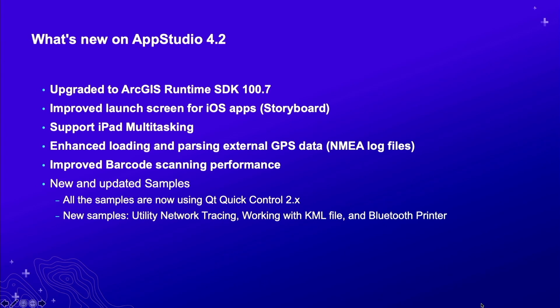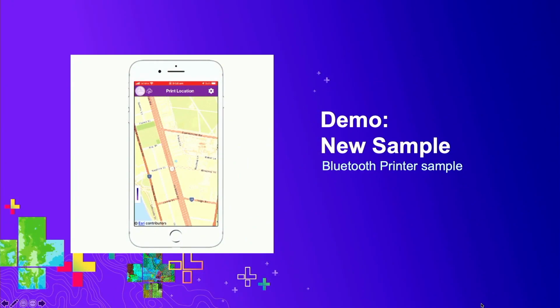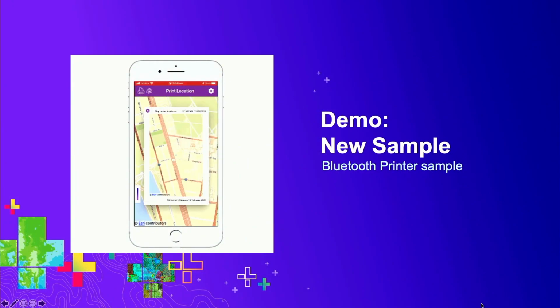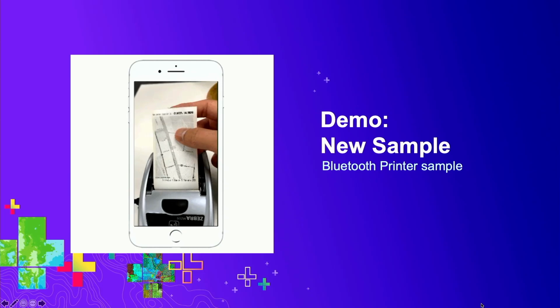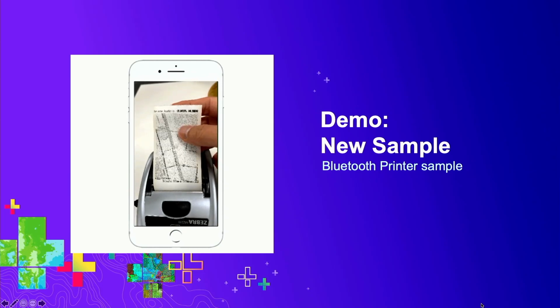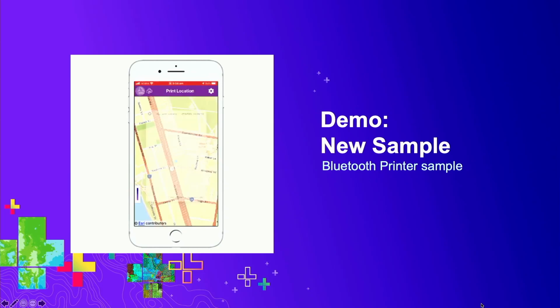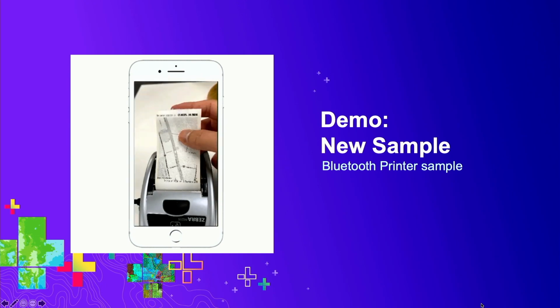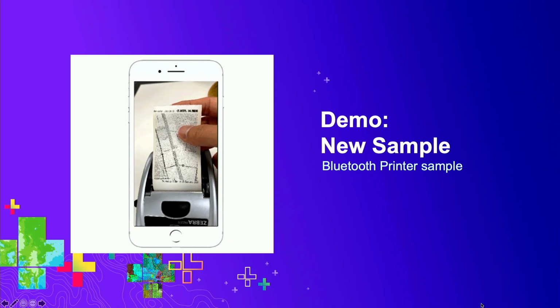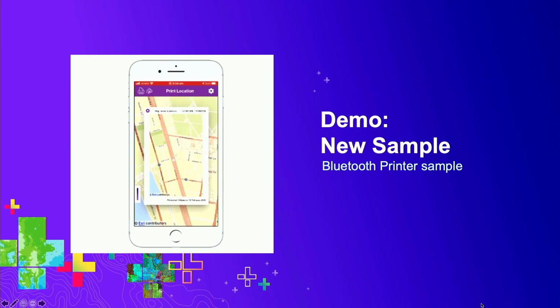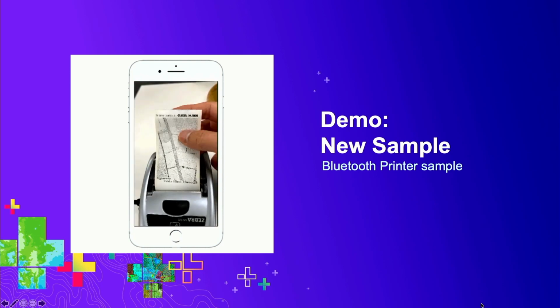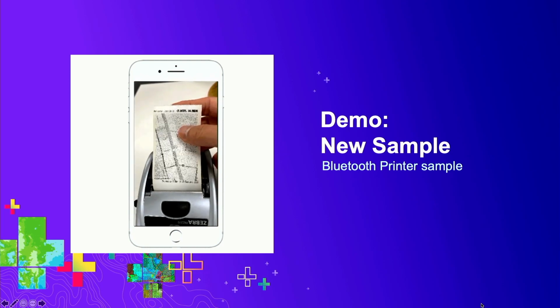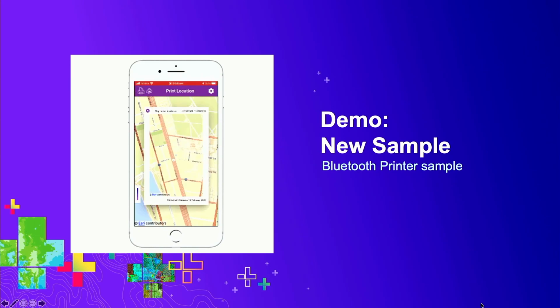I have a quick little demo of the Bluetooth printer. In AppStudio, we have Bluetooth connectivity technology. So now with this sample, we are showing you how you can send data from your app to a Bluetooth device. In this example, we are sending a screenshot of the device, which is a map, to the Bluetooth printer and letting it print via Bluetooth connection. How cool is that? We are using a Zebra Bluetooth printer in this case.